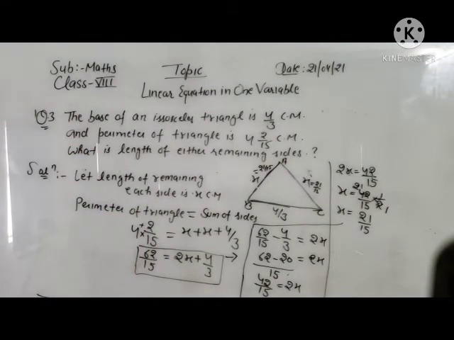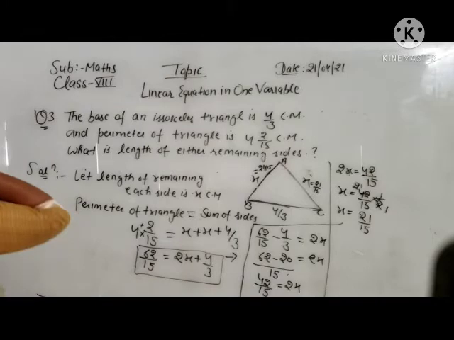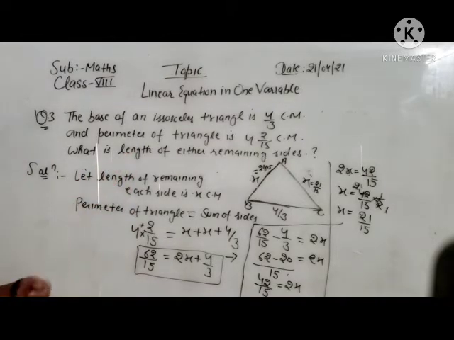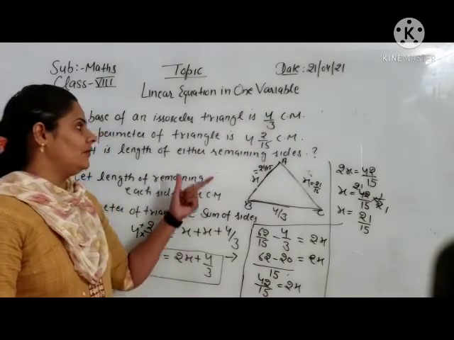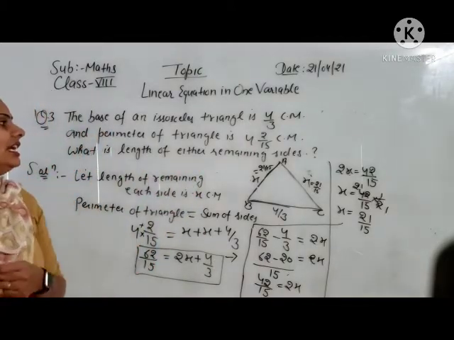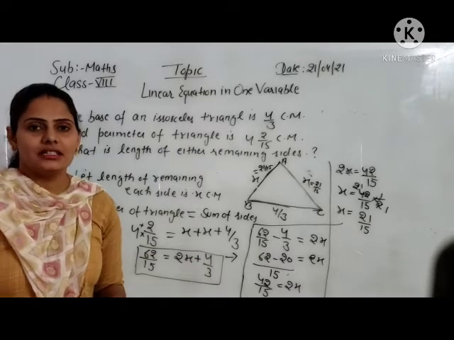I am explaining once again. The base of an isosceles triangle is 4 by 3 centimeter and the perimeter of the triangle is 2 by 15 centimeter. So what is the length of the remaining sides?